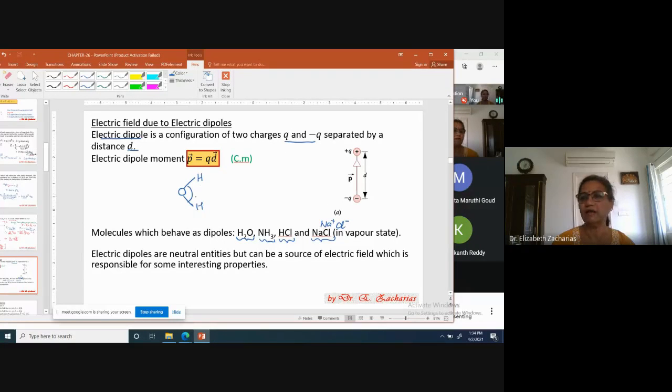Anyone remembers this angle? What is this angle between the two hydrogen atoms? This bond angle.